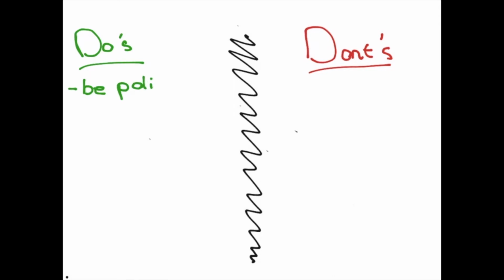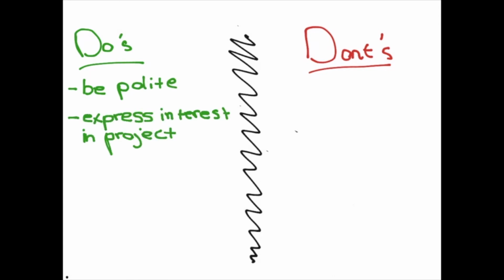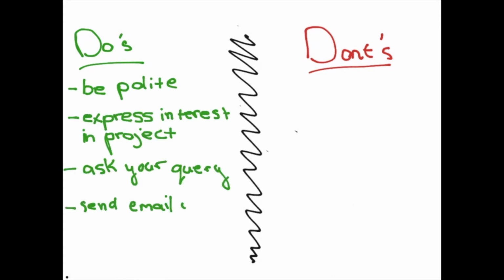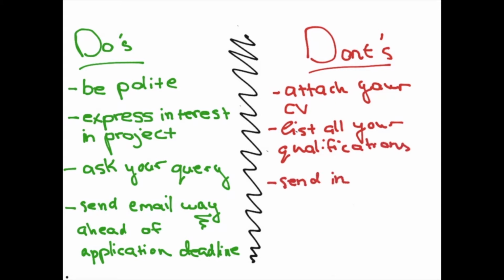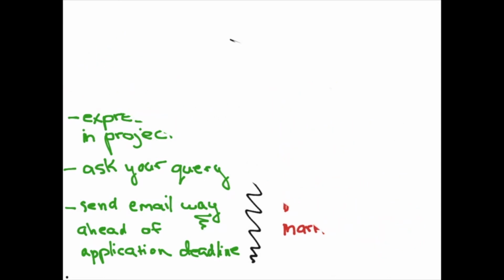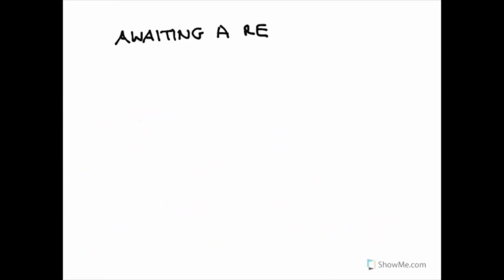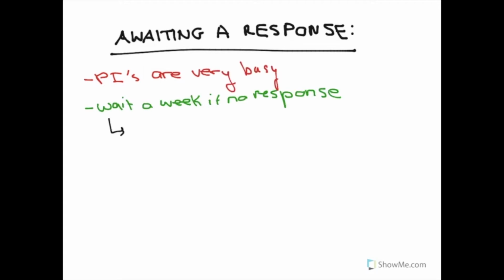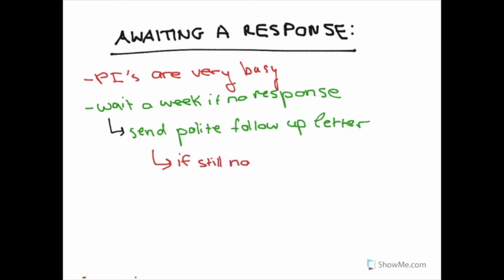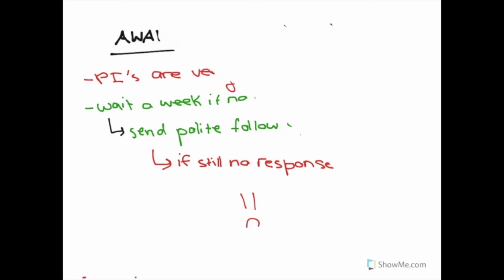Send a polite email expressing your interest in the project and asking your query. As this is a brief email, there is no need to attach your CV or list all of your qualifications. Save that for the application. Importantly, don't send this email the night before the app is due. Chances are you won't get an answer and shall be none the wiser on the project. This is because PIs typically have very busy schedules and might not get back to you right away. If you don't receive a response, wait a week and then send a gentle reminder. If they still don't reply, this might be an indication of the level of communication to expect from them.